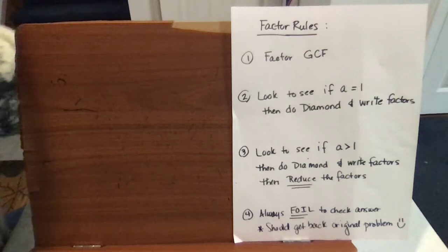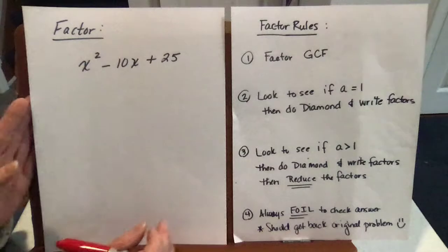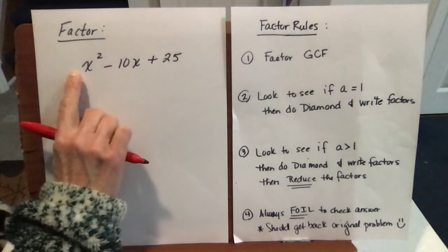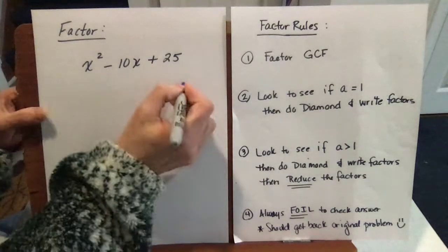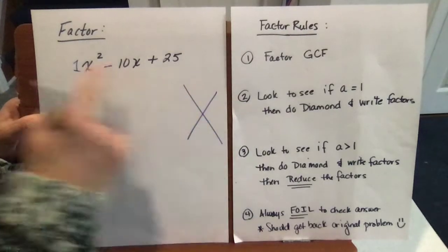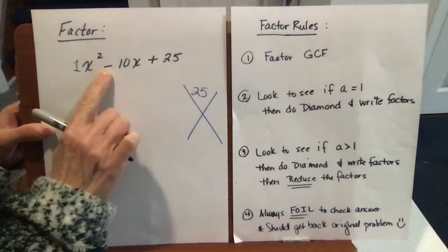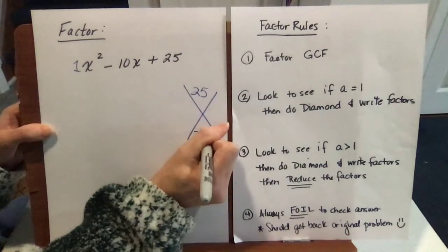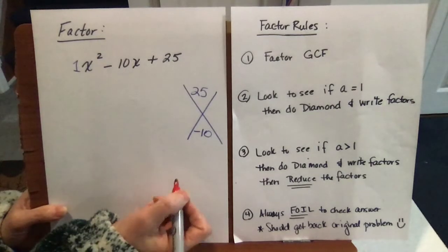Okay, this is another case that would be considered a special case. Again, we look for a GCF: 1, 10, and 25. We do not have a GCF, so we go right for our diamond. And 1 is our coefficient of x squared. So 1 times 25 is 25, and it's positive. But the middle term is negative, so it's negative 10. So we're looking for factors of 25 that add to a negative 10.